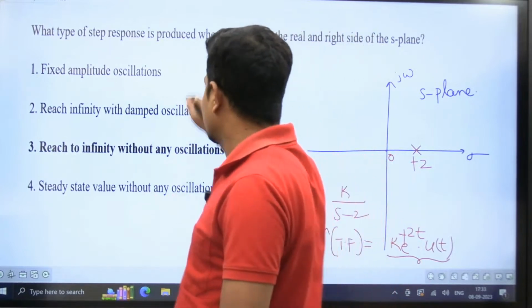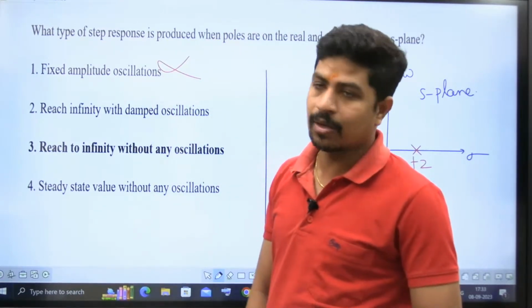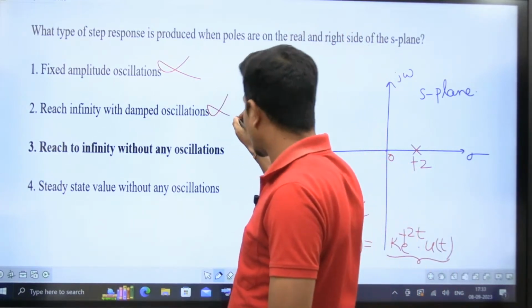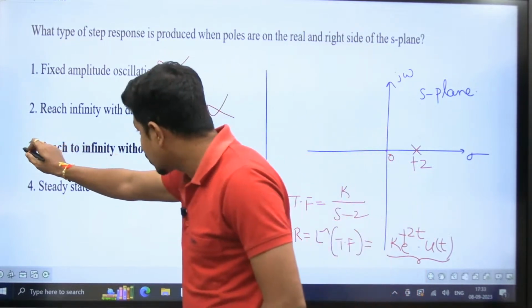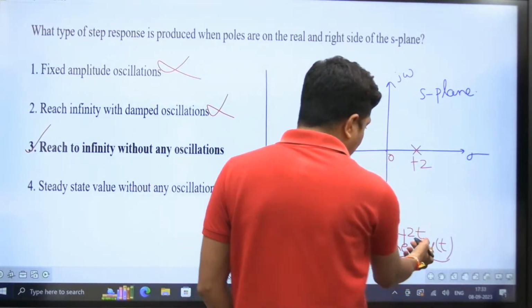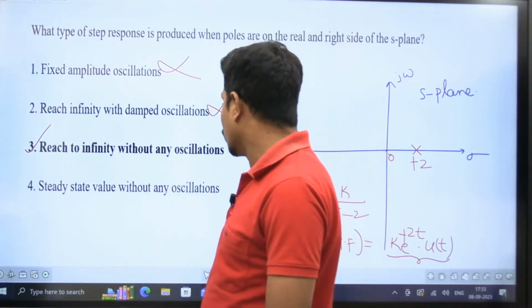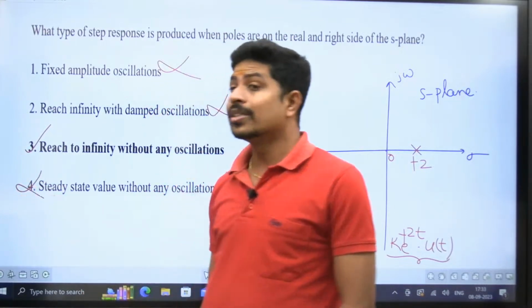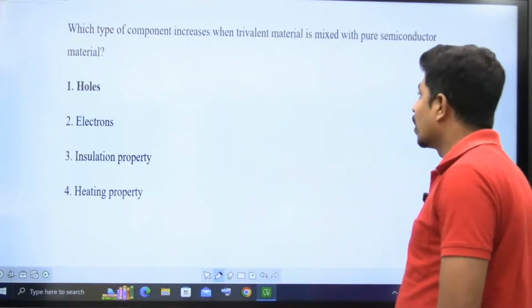Fixed amplitude oscillations. First of all, no oscillations. I got exponential power, right? Next, reach infinity with damped oscillations. No oscillations at all. Reach infinity without any oscillations. Yes, it is reaching infinity without any oscillations, exponentially. In fact, steady state value without any oscillations? No, it is not going to get any steady state value. Steady state output is infinite. Let's go to the next question.